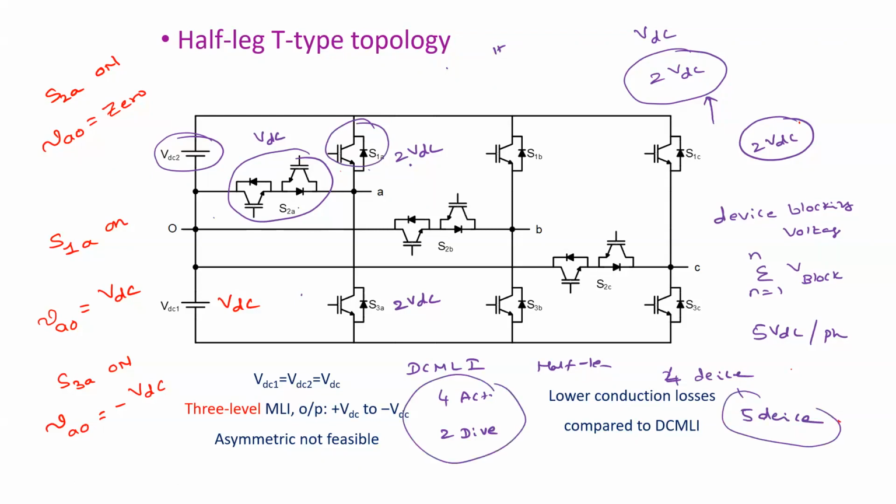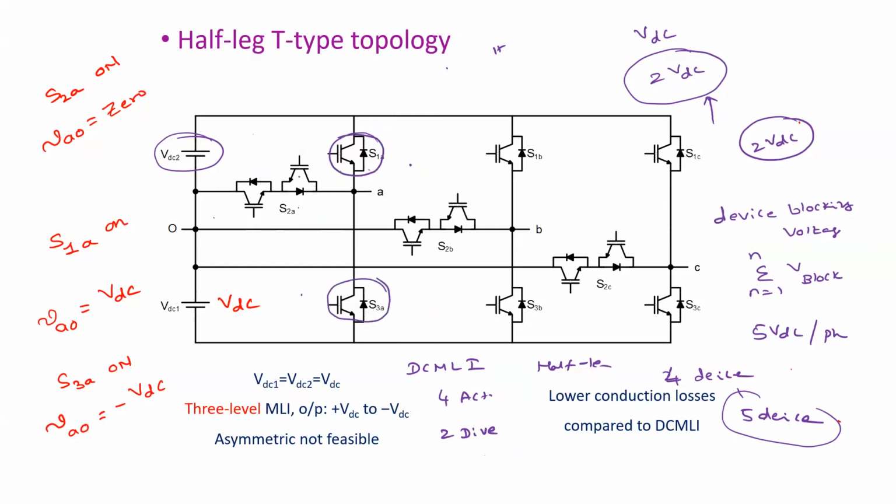The additional thing when compared to the diode clamped multi-level inverter is how many gate driver circuits you require. So here you require one gate driver here, another gate driver here, and another gate driver. That means 3 gate driver circuits are required. Whereas in the diode clamp, you have 4 active switches, so 4 gate drivers are required.